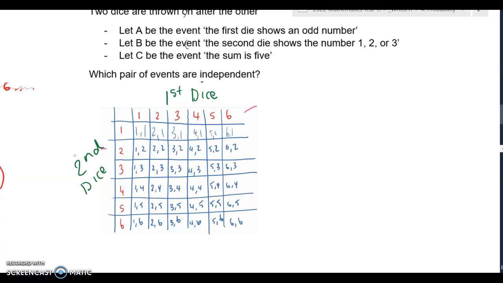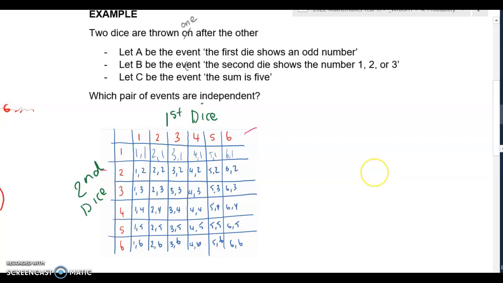Let's have a look at the question. The question is saying which pair of events are independent. So we need to look at A and B. We need to have a look at B and C. We need to have a look at C and A. That's our pairs of events.